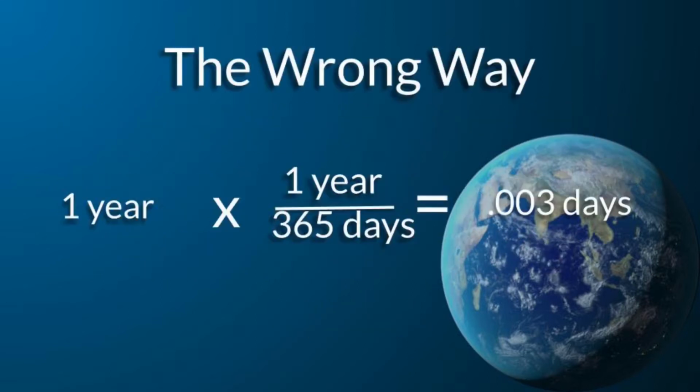Now let's imagine for a minute that we did this the wrong way. Let's imagine that we said, okay, 1 year divided by 365 days equals 0.003 days. 1 year is 0.003 days. And I know you're probably laughing at that, like, why would I ever do that? Oh, you're going to do that. You will make this mistake this year.